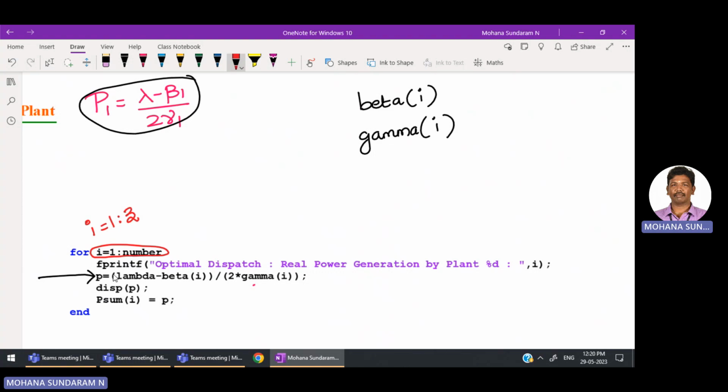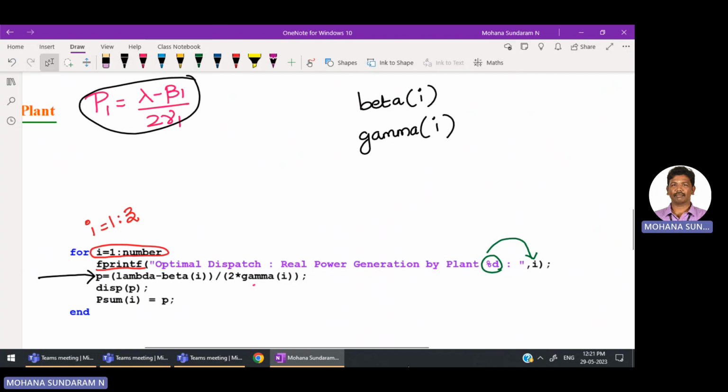And here you have a statement called fprintf, and within the double quotes you can see a format string, percentage %d. Whenever MATLAB sees %d, it will look for the variable outside the double quotes, so it will look for I. If I is 1, it will print plant 1. If I is 2, it prints plant 2. If I is 3, it prints plant 3. So as soon as I calculate P1, P2, P3, I am just printing it out.